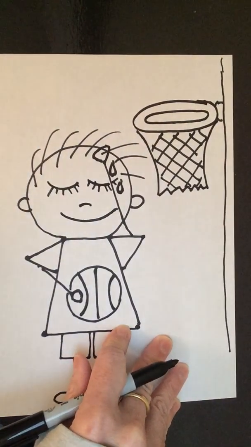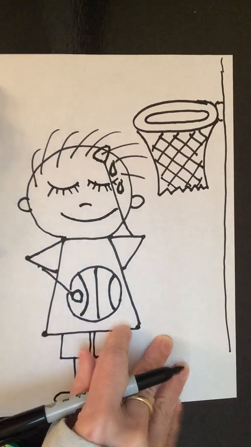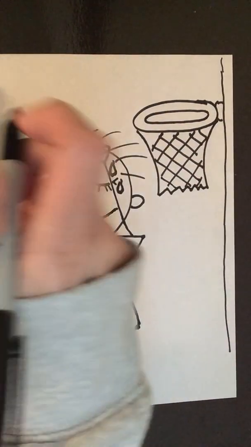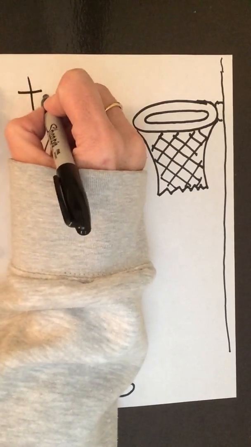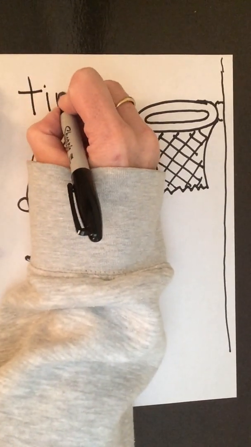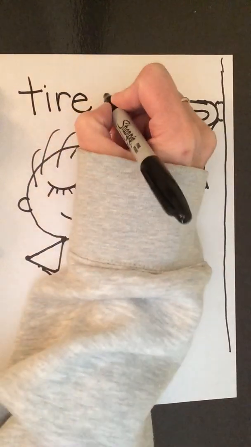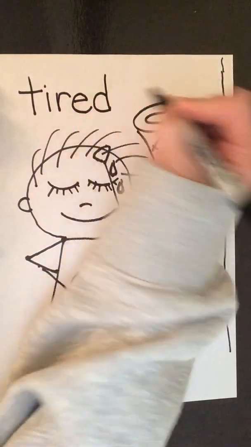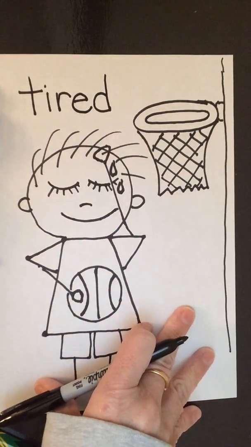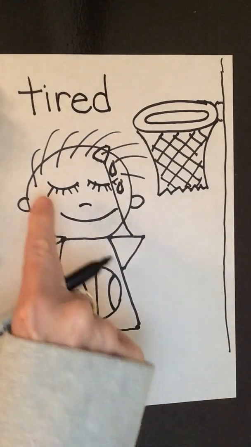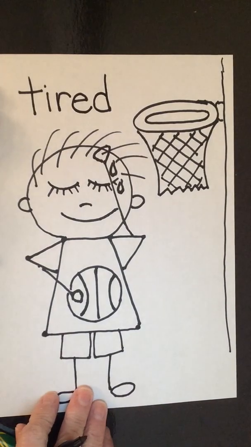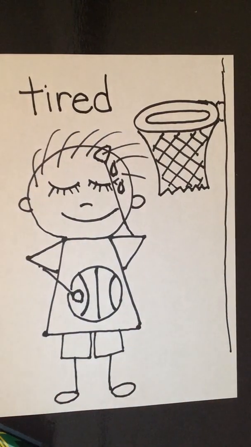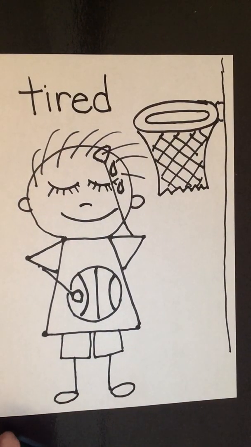So let's write tired or sleepy up here. We'll say tired. He is tired. He just played a really fun basketball game. He was exercising, using his arms and legs and jumping and shooting baskets. And he is feeling tired. You can see that tired face. So let's color Sam in.